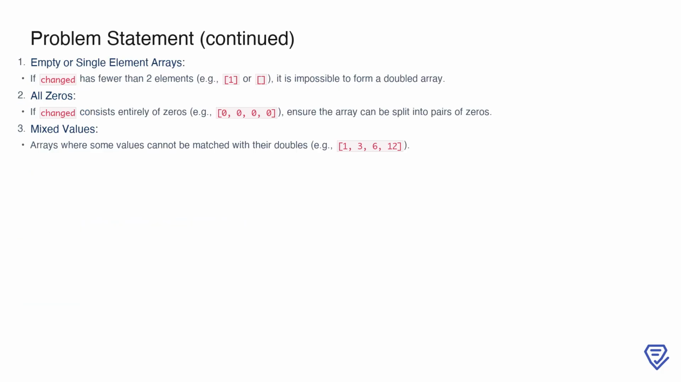Finally, let's consider some edge cases. If the changed array has fewer than two elements, such as 1, or an empty array, it's immediately impossible to form a doubled array. For arrays that consist entirely of zeros, like 0, 0, 0, 0, we need to ensure there are enough zeros to pair them properly. Lastly, in cases where there are mixed values, such as 1, 3, 6, 12, the challenge lies in determining whether all elements can be matched with their doubles without any leftover values. These scenarios test the robustness of the solution, so it's essential to handle them correctly.